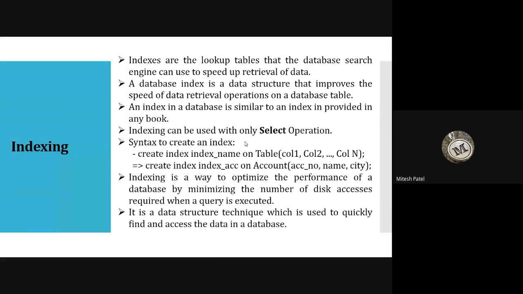हो जाएंगे, दैट इज नॉट इन माय नेचर। So indexing can be used with the only select operation in this particular. So we can create the index by create index name on table, then column names. This is the basic syntax. One example is given: create index account on account table, account number, comma name, comma city.